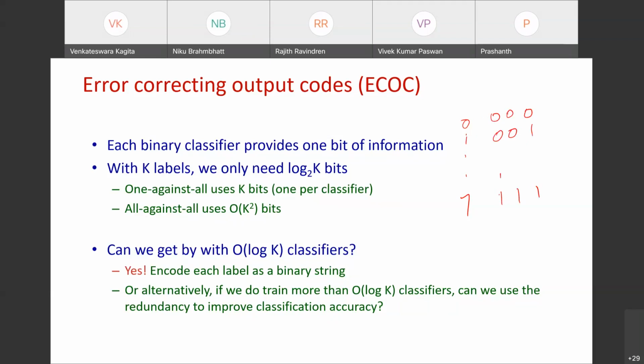Suppose I ask you to encode 8 classes. The 8 classes can be anything, let's say 0 to 7, or some ordinary classes, any classes. If I ask you to encode 8 classes using a binary string, how many bits do you require? You require 3, right? So you can represent class 1 as 000, class 2 as 001, class 3 as 010, and so on, class 8 as 111.